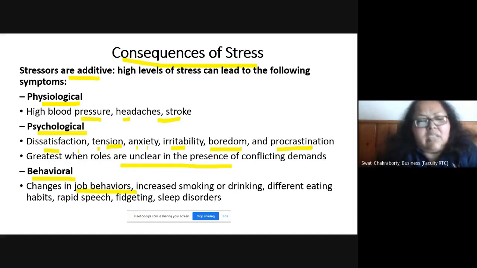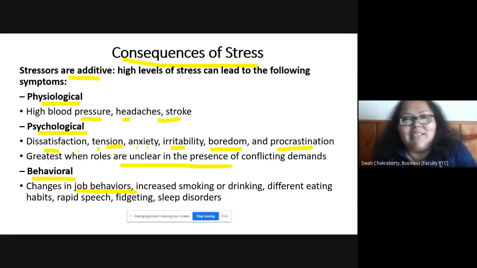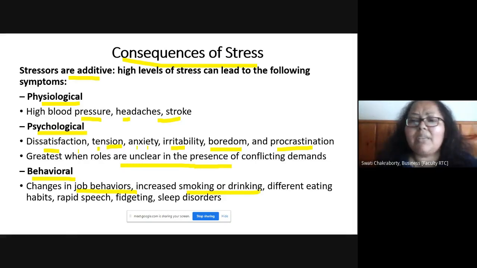We tend to become aloof. We tend to become hostile. We start shouting at people. It can happen. People start increasing their smoking or drinking habits. Right? It goes on sometimes. Either you increase or you start doing it. Food habits change.